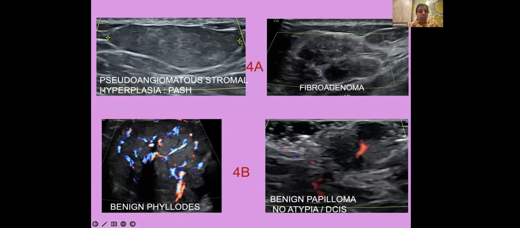It could have come back as malignant Phyllodes also, but this was looking very, very circumscribed. This was the case we saw. This lady was symptomatic, and that was the reason for biopsy. It came back as a benign papilloma with no atypia or DCIS. It could have also had a focus of DCIS. That meant that 4B meant that both benign as well as malignant are concordant.